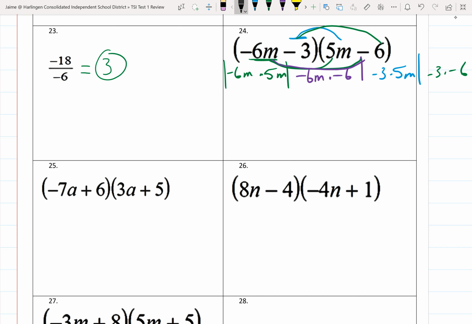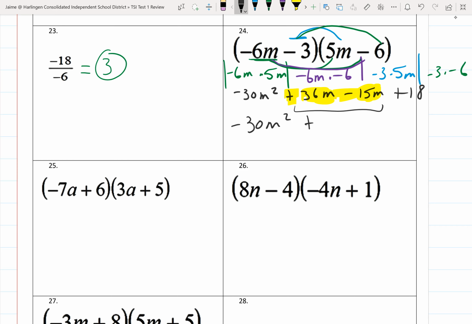Negative 6 times 5, that would be a negative 30. M times m is m squared. Negative 6 times negative 6, that's positive 36 with an m. Negative 3 times 5, that's negative 15 with an m. And then a negative 3 times a negative 6, that's positive 18. Fix the middle, because the middle is like terms. Right here, there's an m, there's an m. Positive 36 minus 15, we have to fix this. So negative 30m squared plus 21m plus 18.